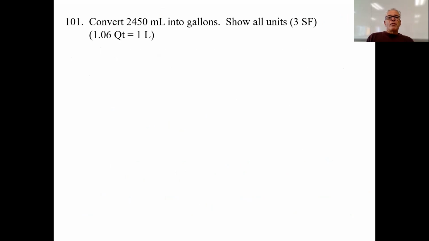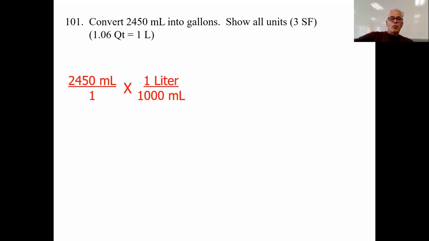Number 101, convert this big number of milliliters into gallons. Now, you probably don't know how many milliliters are in a gallon. I don't know how many milliliters are in a gallon, but I do know about milliliters and liters. And look, in parentheses there's liters into quarts. And hopefully you know that it's 4 quarts to a gallon. So our starting point, we put the starting point over 1. It's going to be 2450 mLs over 1.